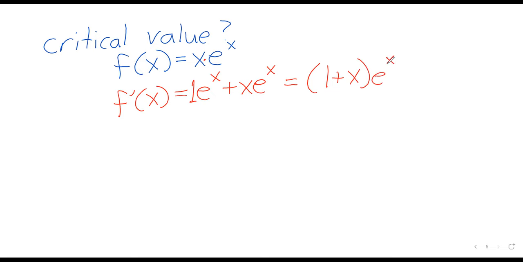And for simplicity, we can pull an e to the x out and we get that. And as far as critical values go, a critical value could exist if the derivative doesn't. I don't know if this is obvious or if you need to get a little more experience.